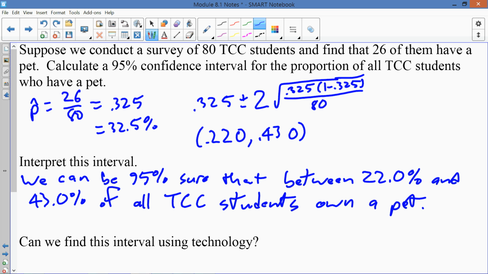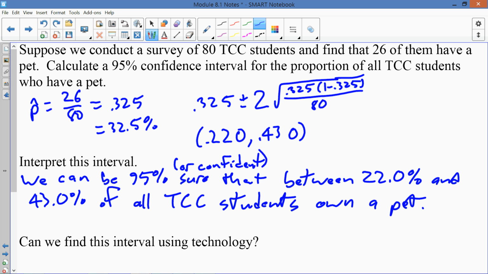Or you could alternatively say, since this is about a proportion, it said the proportion of all TCC students who have a pet, we could say we can be 95% sure. We can also replace that word sure with confident. So I'll put in here above, or confident. We could say that the proportion of all TCC students who own a pet is between 0.220 and 0.430.